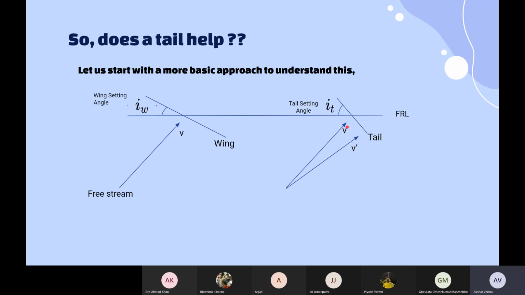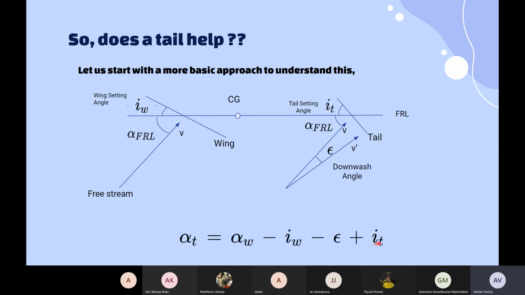So this will make your actual velocity at the tail somewhat different from the free stream velocity, and that becomes V dash. The angle between these two velocities is termed the downwash angle, a measure of the finite wing downwash, which we studied in the first webinar, right? So these are the fuselage reference line angle of attack, and this is the location of your CG, let's assume. Now we need to look at the angle of attack for our tail.